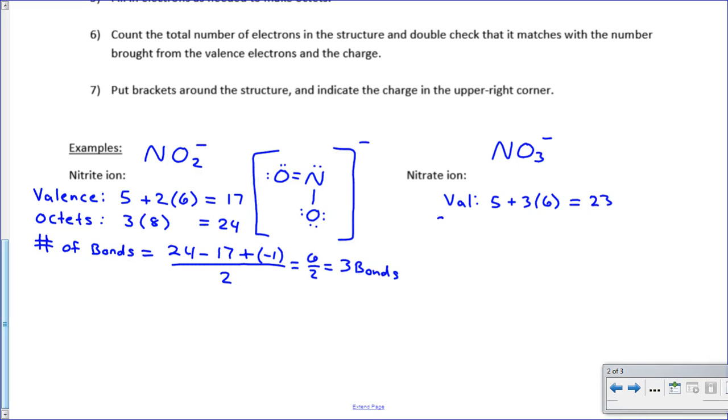For the octets, they all want 8 because none of them are hydrogen. Hydrogen wants 2, but none of them are hydrogen. There are 4 atoms there, a nitrogen and 3 oxygens. So we say 4 times 8, and that gives us 32. Then to find the number of bonds, we do octets, 32, minus the valence, 23, plus the charge, -1, over 2. And from that, we end up with 4 bonds here.